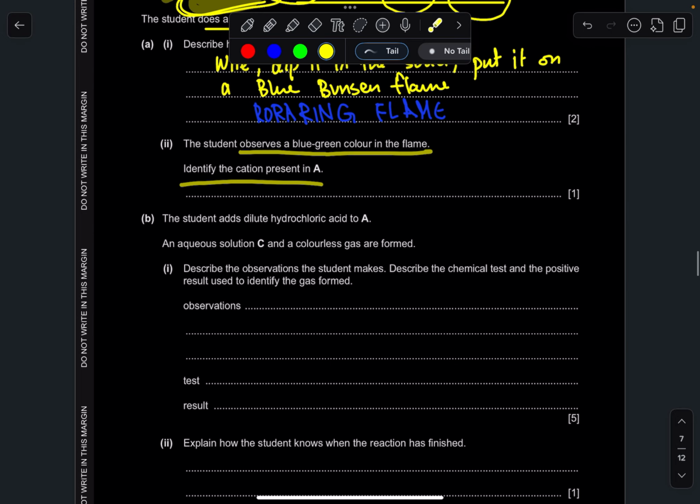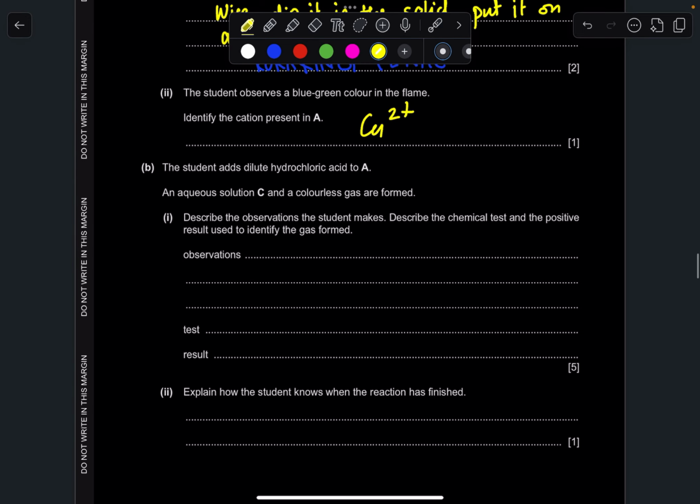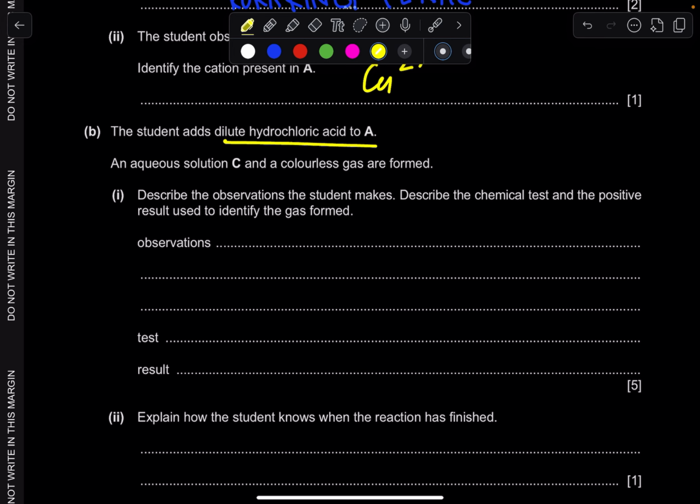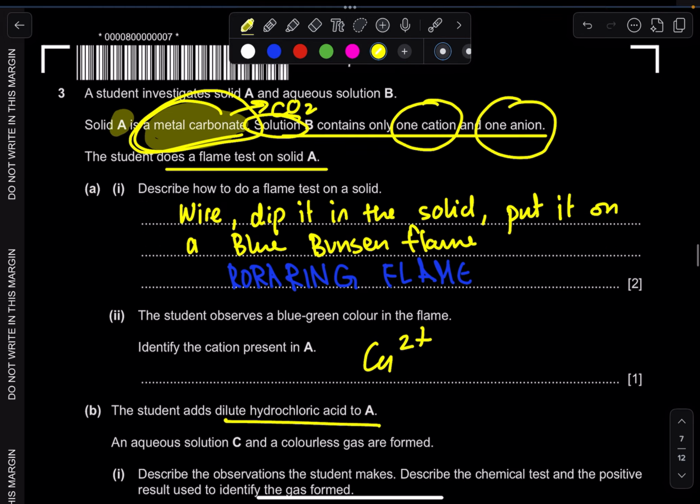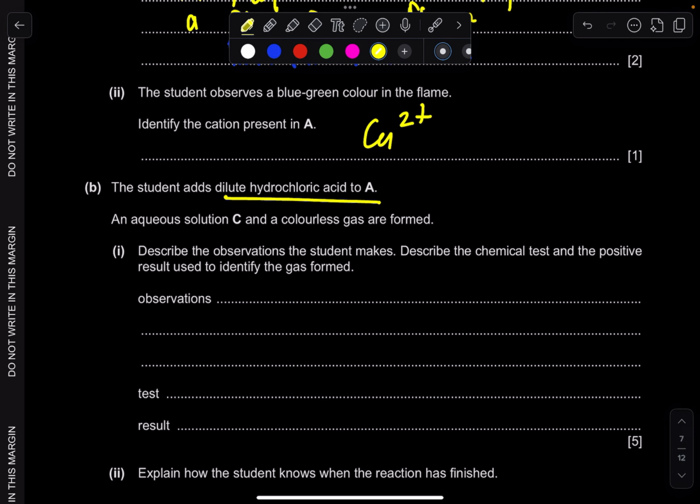Okay, a student basically observes blue-green, so it's going to be a copper 2+ ion. Next, the student adds dilute HCl to A. A was a metal carbonate. So now I told you that if you add HCl to a MgCO3, this is a metal carbonate, you're going to form carbon dioxide gas.